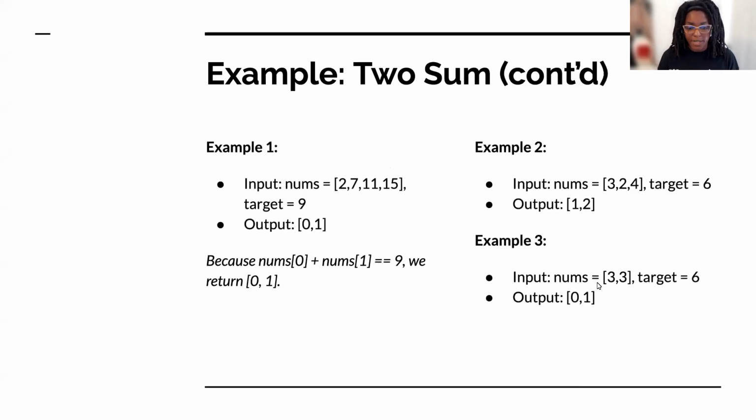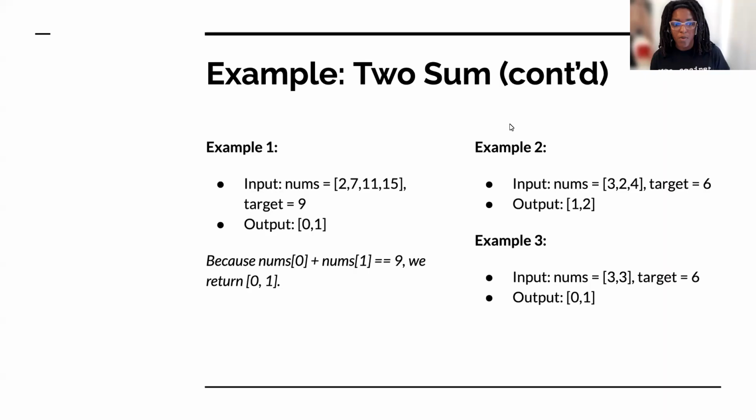So an example of this, we have 2, 7, 11, 15, and the target is 9. So we would output 0, 1 because 2 and 7 equal 9. Example 2, we've got 3, 2, 4, the target is 6. In this case, we would output the indices 1 and 2. And then finally, we have 3, 3, and we would output 0, 1.